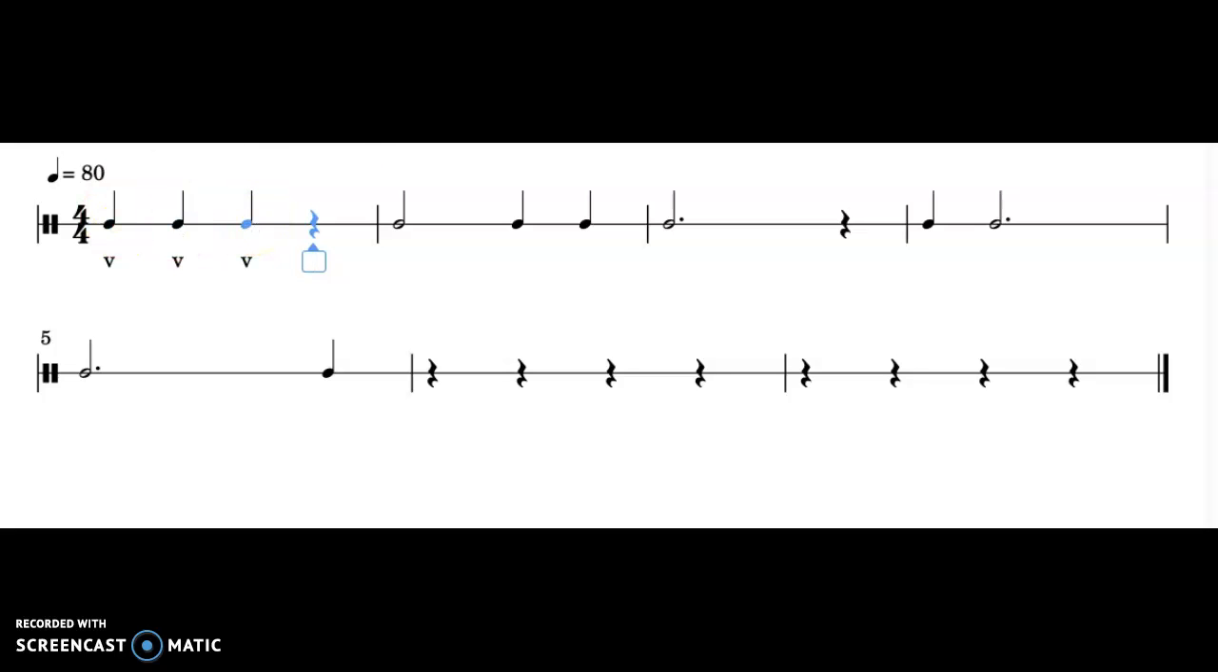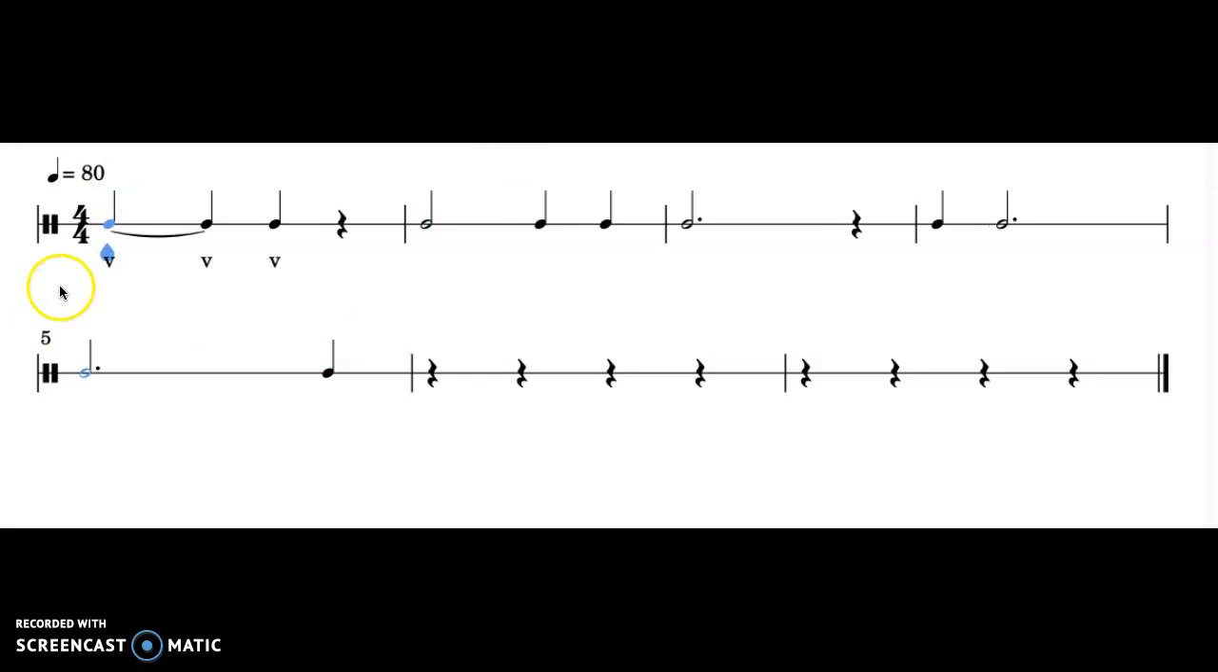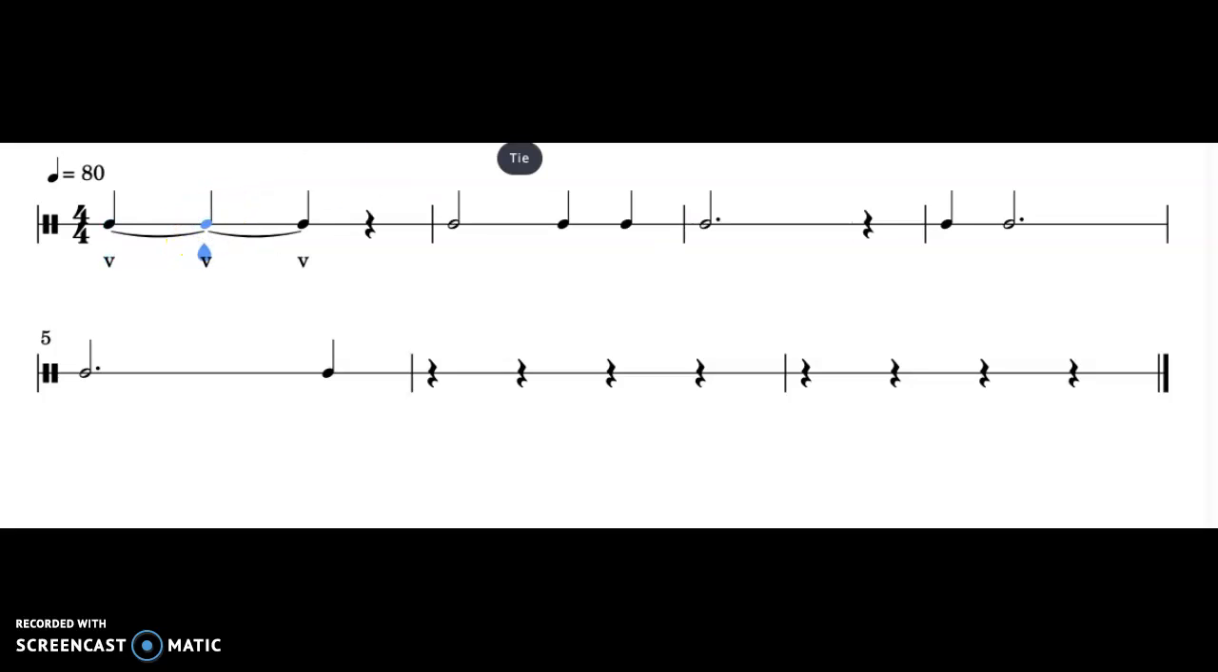And if I take this note right here and I add a tie to it, then the foot tap would still be down, up, but instead of counting it 1, 2, now it would count it 1. Okay, now what happens if I take this note and I also tie it?